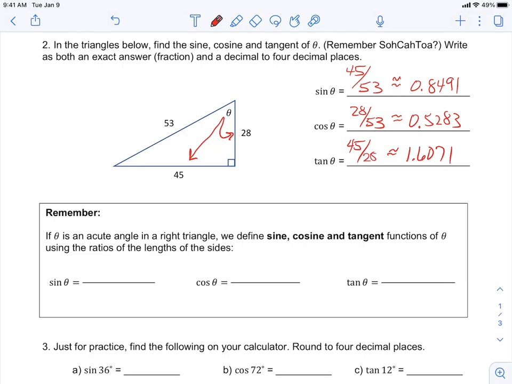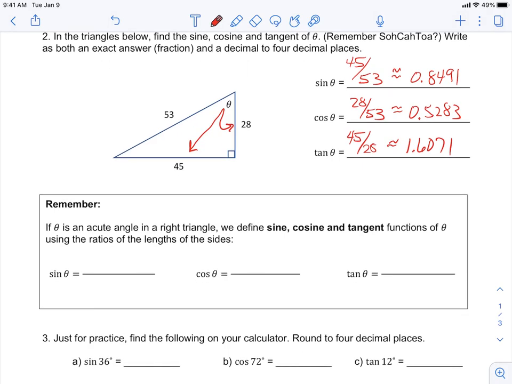So just a reminder of what SOHCAHTOA means. Sine stands for opposite leg. It's probably a good idea to put the word leg in there just to remind you that it's the non-hypotenuse sides, the two smaller sides that are opposite and adjacent. Divided by the hypotenuse, that's the sine ratio. The cosine ratio would be adjacent leg divided by hypotenuse. And the tangent is the opposite leg divided by the adjacent leg.